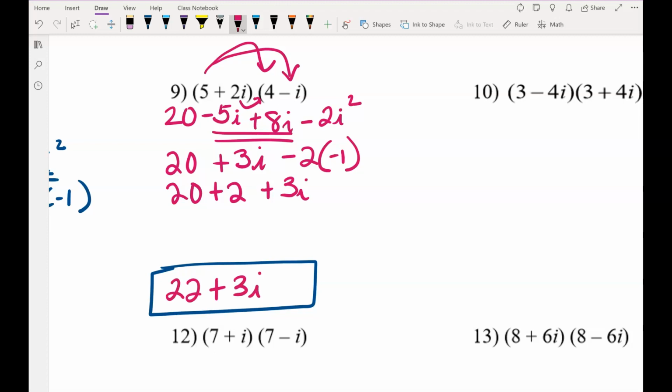Hey, someone confirm number 9 for me? 22 plus 3i? Yes, no, maybe? All right. Make sure we check all of the signs, okay? Double check our basic math. If you didn't get it right, correct it. It's okay.